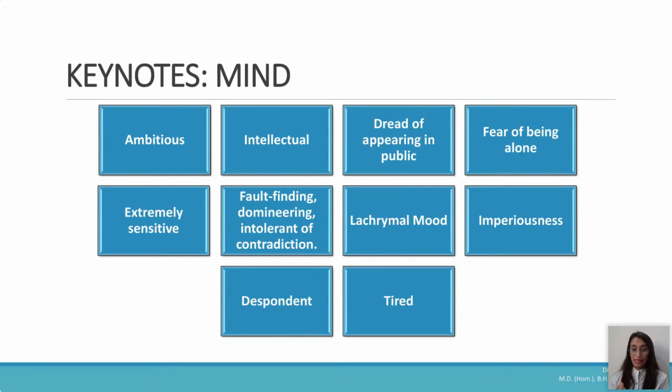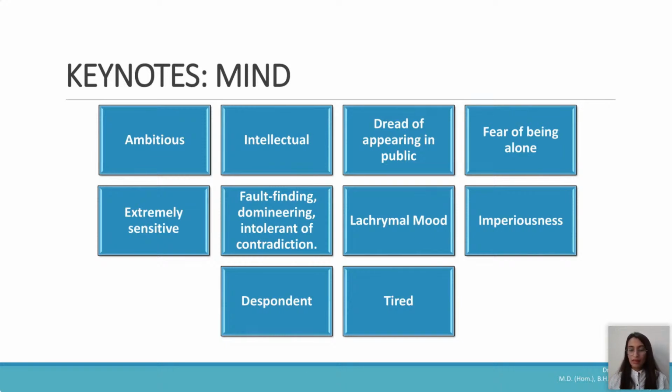Slightest trifles, I mean, they are worsened by slightest trifles. And anger. Now, anger is similar to Nux vomica. Nux also has anger. Lyco also has anger. How would you differentiate it?